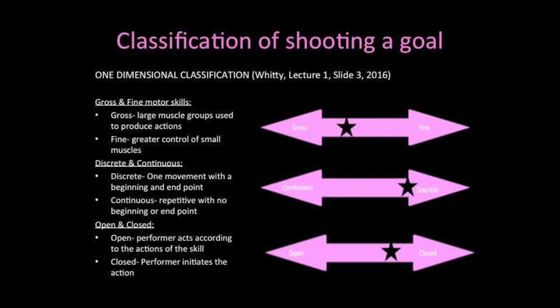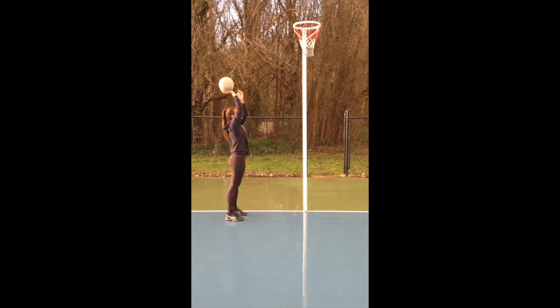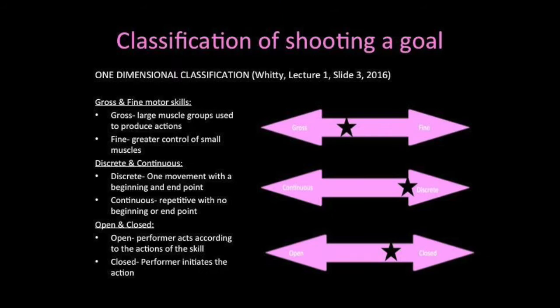To classify the skill one-dimensionally, the netball shot is classified as gross because it requires large muscle groups to produce actions. It is discrete because it has an identifiable beginning and end point, and it is a closed skill because the performer initiates the action and the environmental context is stable.